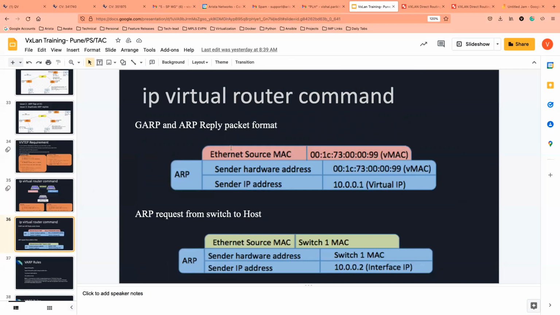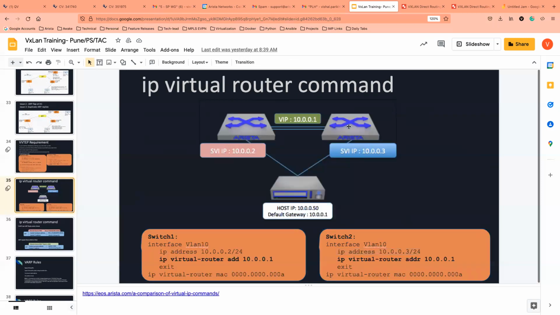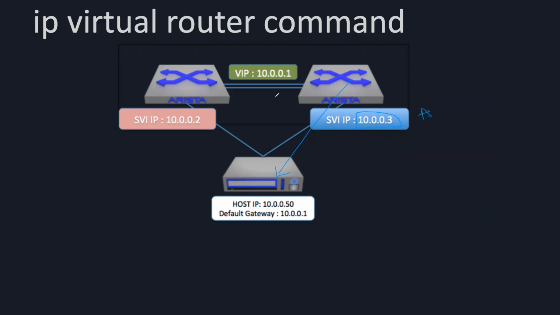this is the packet format for ARP reply and ARP request, right? So let's say this VTAP wants to communicate with this host. Okay. What will happen? It will send out an ARP request. Now it will send out the ARP request with its own physical IP. This is the physical IP. Okay. And physical MAC. Let's say A. Okay. And this is B. So it will send out the ARP request with physical IP and physical MAC, right?